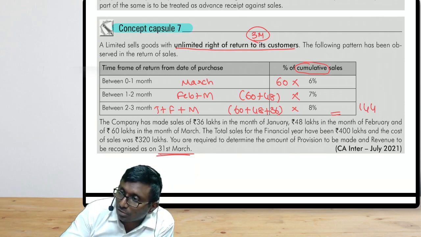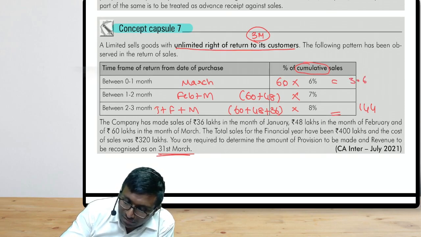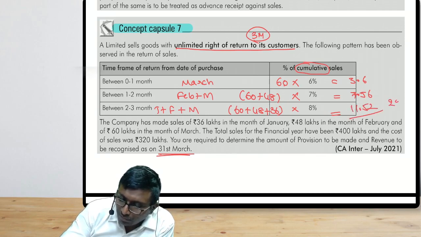60 into 6% is 3.6. 7% is next. 11.52. Total 22.68. What is 22.68? That is sales.